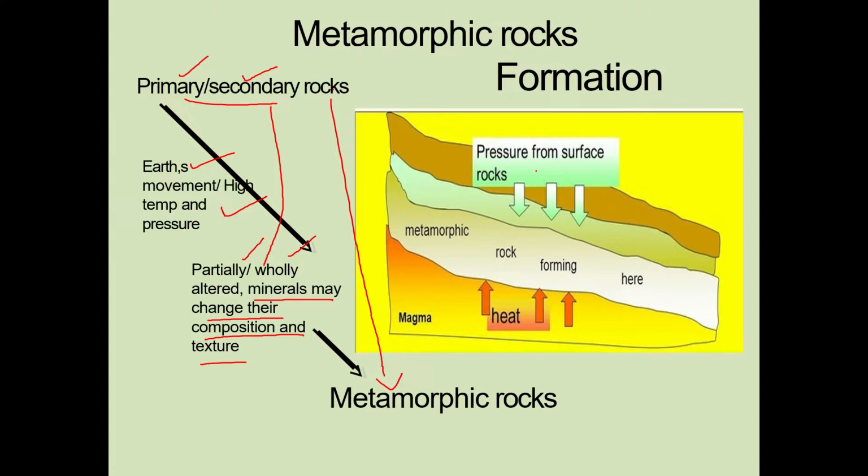Here we can see in this diagram the pressure from surface rocks and the heat from magma. It is changing the composition of the rock and the metamorphic process is taking place.